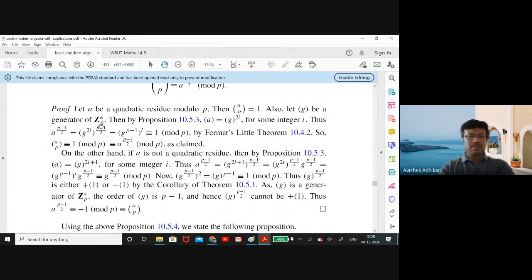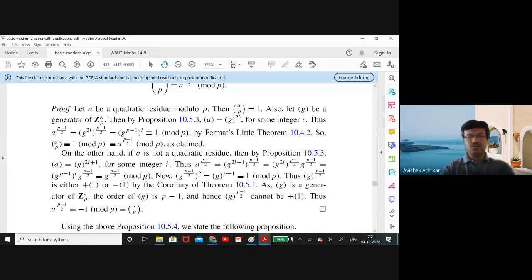Now the other case. We have already assumed that A was a quadratic residue, so the other case must be that A is a quadratic non-residue. If A is a quadratic non-residue, then in terms of G, the power must be an odd power, so 2i plus 1. Then again the same thing, A to the power (P minus 1) by 2, I put this value in and it becomes this. If I do a little bit of calculation, then you will find ultimately G to the power (P minus 1) by 2 modulo P.